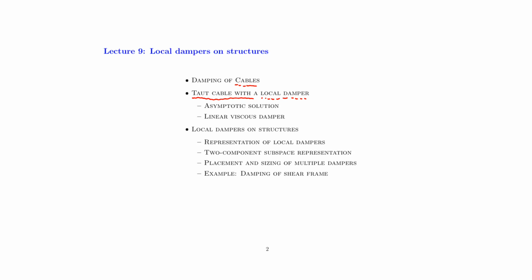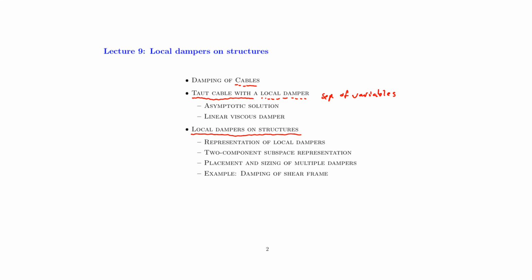But basically our problem is still solved by separation of variables, although it's somewhat more complicated, and the notation is also slightly different in this part of the course, so hopefully you'll be able to see the connection with lecture number 5. Once we have finalized the analysis of cables, we will go to the much more general case of local dampers on general flexible structures.